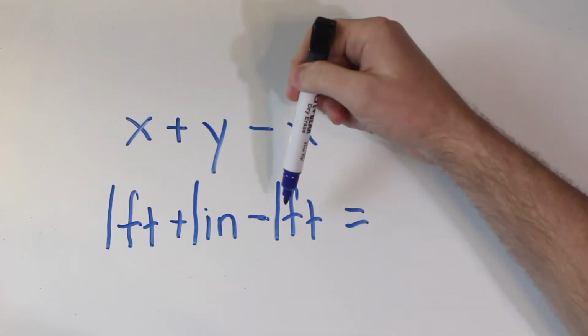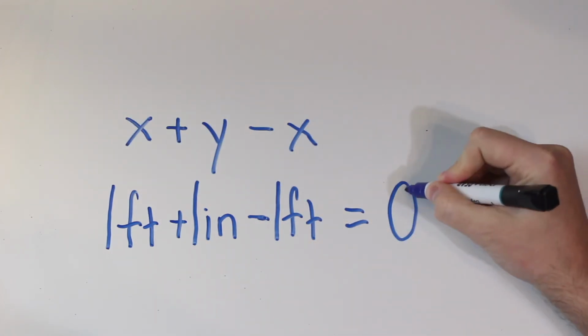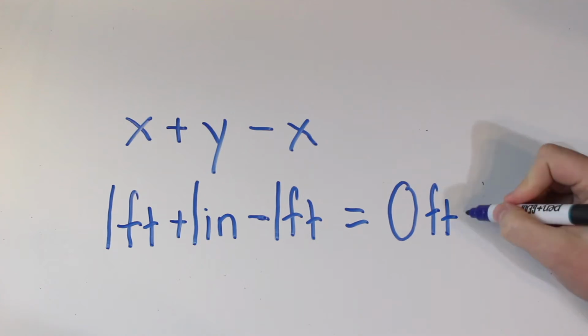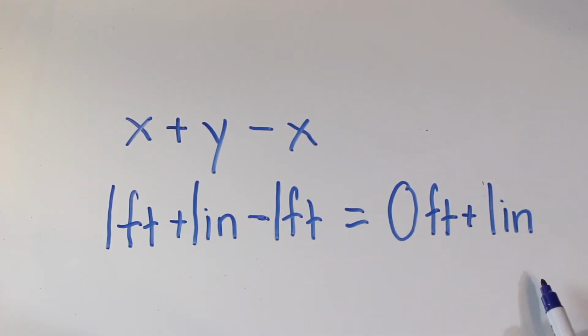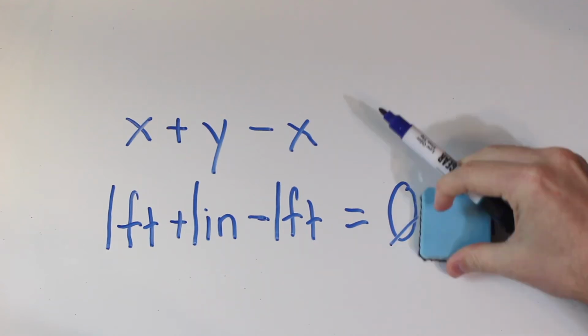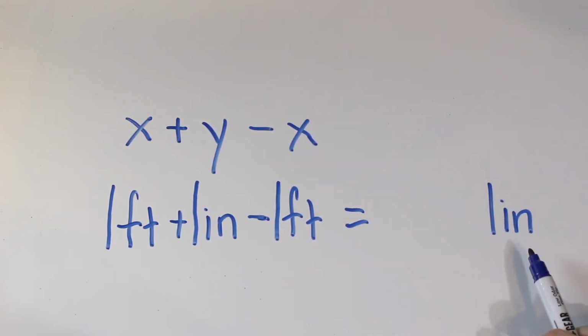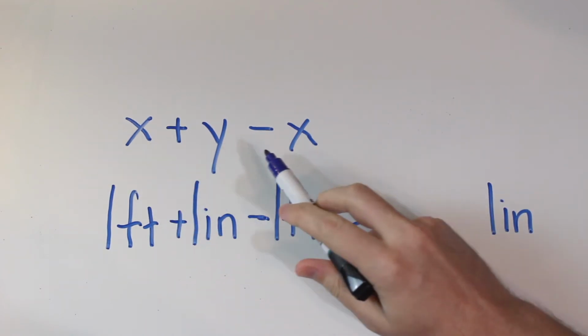What's 1 foot minus 1 foot? 0 feet. So our answer would be 0 feet plus 1 inch. You don't have to say the 0 feet part, so we can erase that. Our answer is simply an inch. Now, let's go back to our problem.